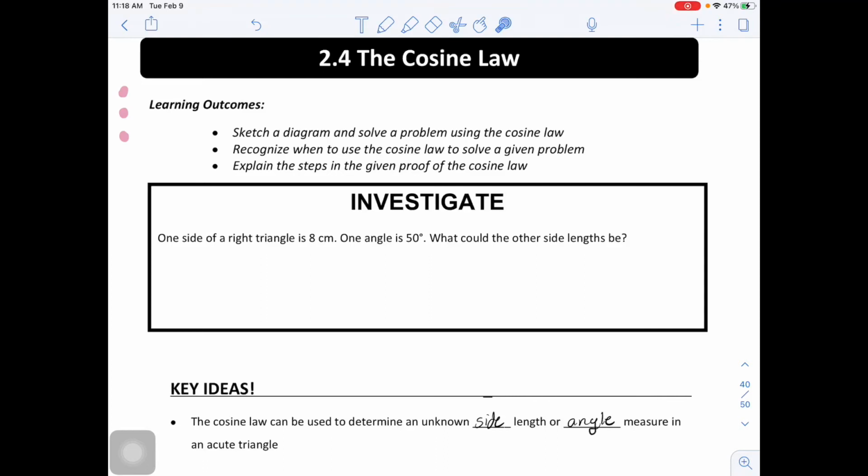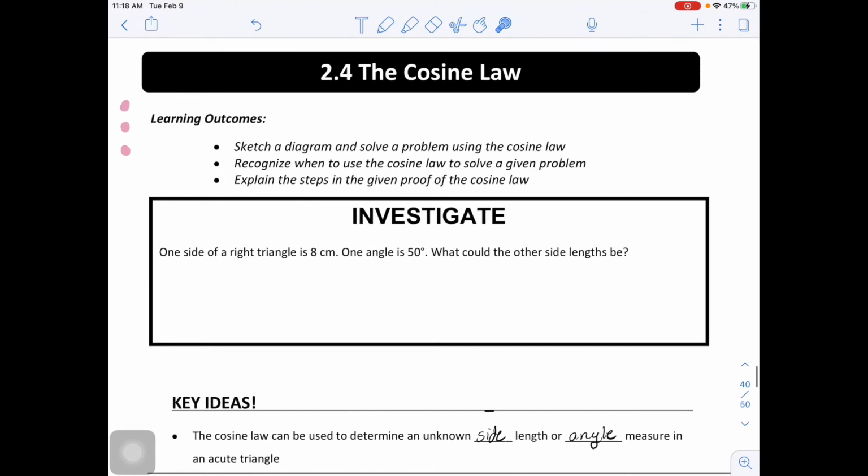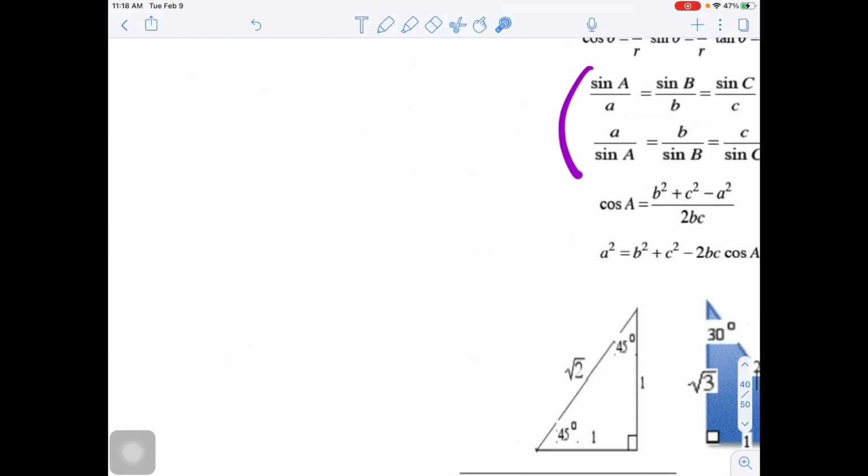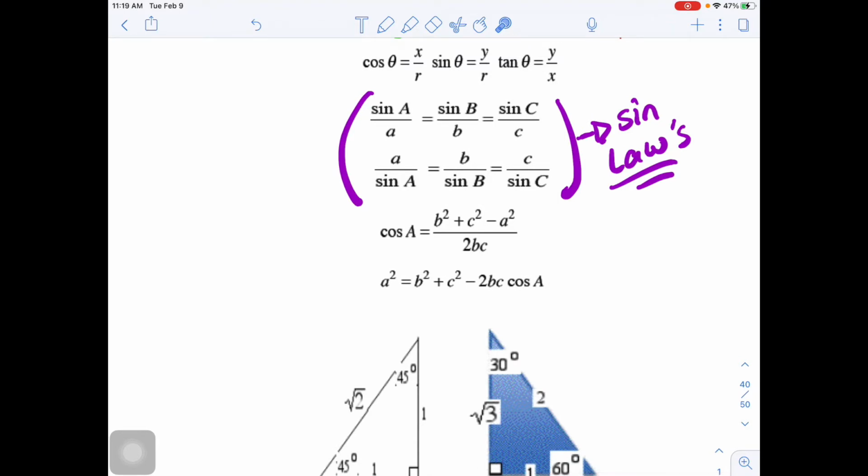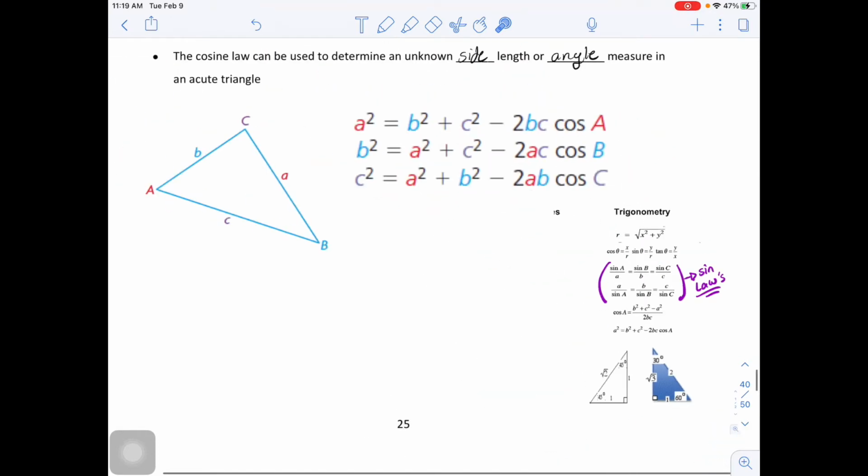Welcome to the last section of Chapter 2. And this is the last section of your trig unit for Math 20-1. So this is all about the cosine law. So we learned about the sine laws. They weren't too bad to use, hopefully. It's using the opposite side lengths and angles and their ratios and how they equal each other.